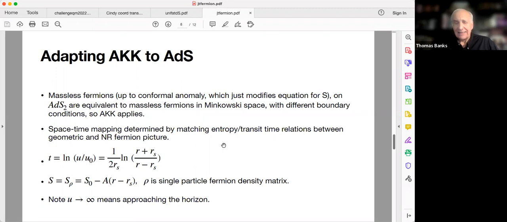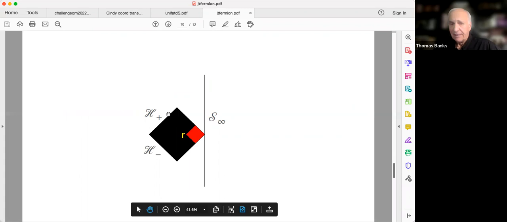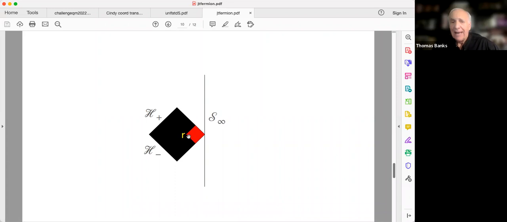Let me go to a picture. Hold on a second. So we're going to be thinking about a situation that looks like this. We have this geometry that I talked about. There's a horizon of the geometry, a past and future horizon. Those are the R equals RS surfaces. And here's the boundary at infinity, the usual ADS infinite boundary. We're going to be thinking about causal diamonds with one tip on the boundary at infinity and the other tip at some position R, which is bigger than RS, okay?